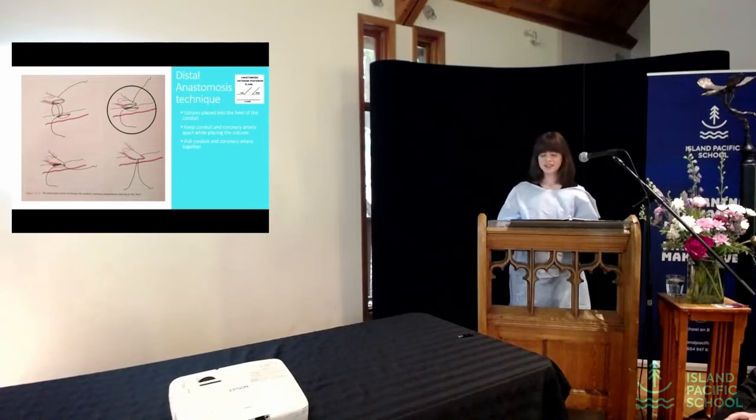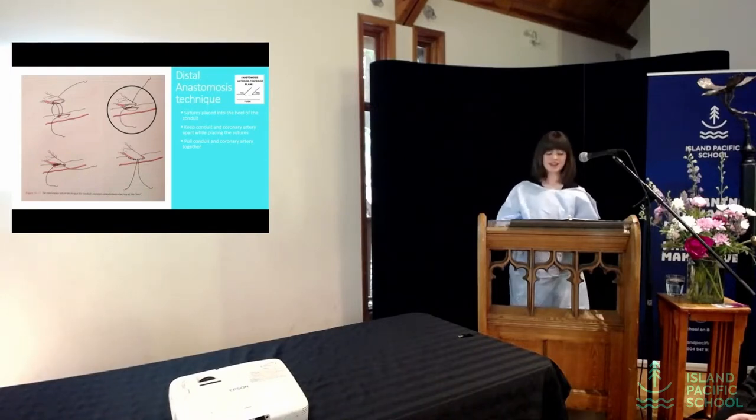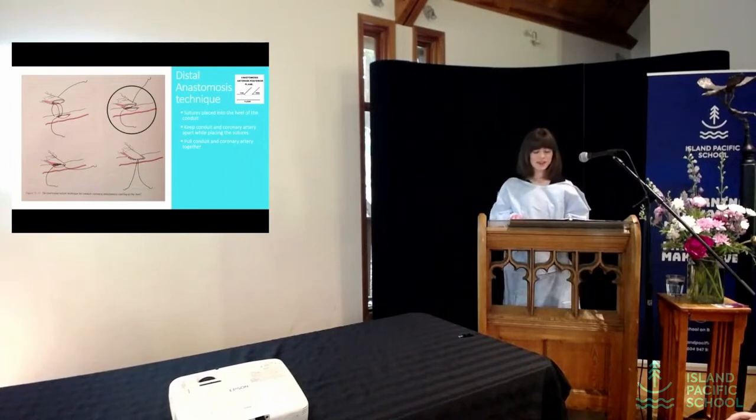When I say distal anastomosis, who remembers what the term distal means? Anyone? Scott? Away from the relevant organ. Okay, that's pretty close. So distal is further from the origin of a structure. This means that the distal anastomoses are further from the beginning of the coronary artery.